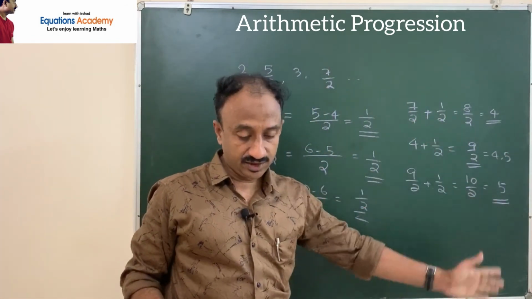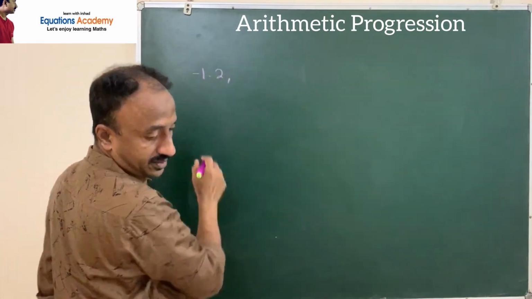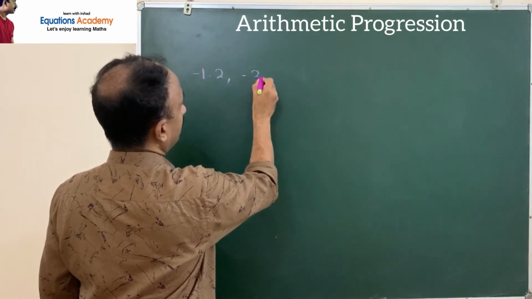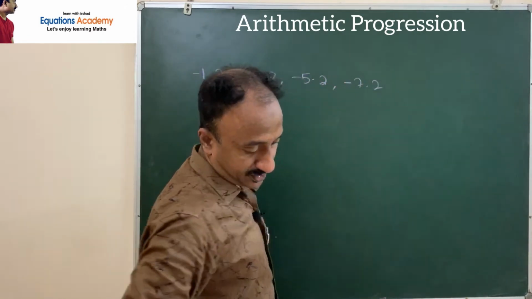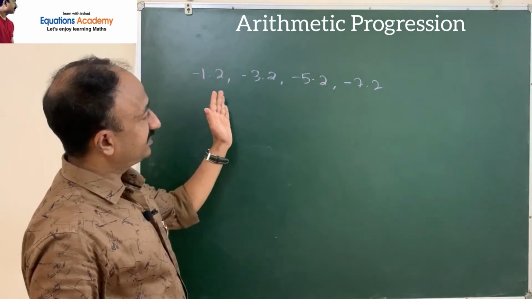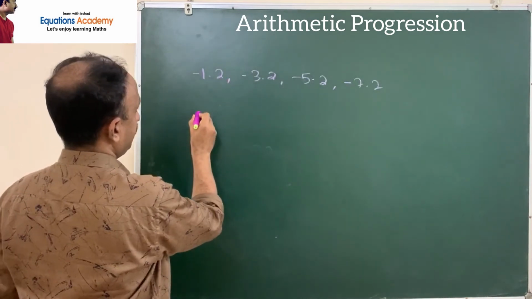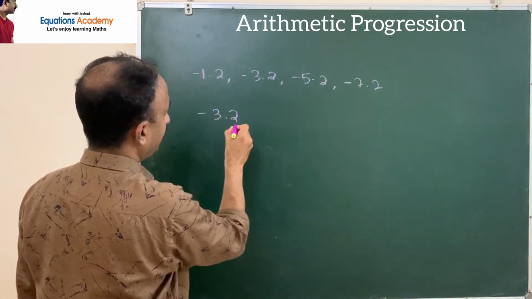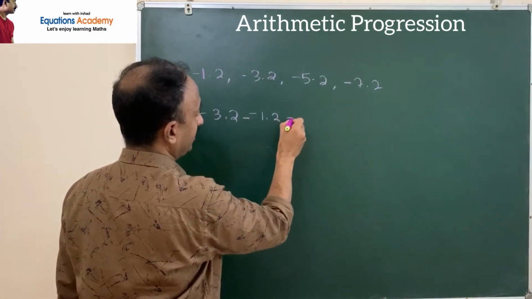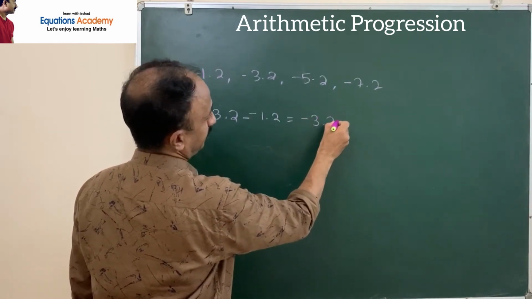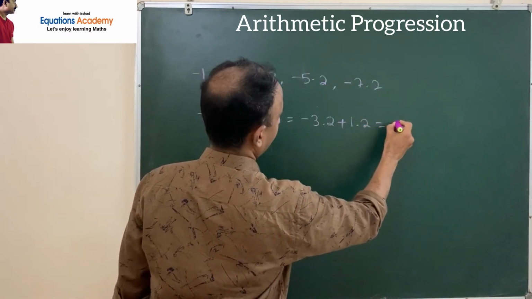So, these are the 3 more terms. Next question: minus 1.2, minus 3.2, minus 5.2, minus 7.2. Actually, here the difference is minus 2, but we will check it. Second term minus first term. Second term is minus 3.2, minus first term, minus 1.2. This is equal to minus 3.2 minus minus, it will be plus 1.2, is equal to minus 2.